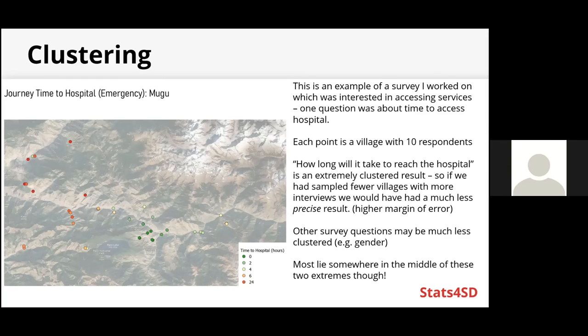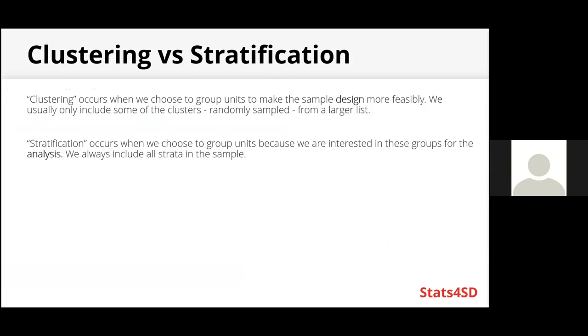And this is one of the key things we need to make the assumptions about when we come up with our survey design and our sampling approach. And there's also this issue of clustering versus stratification, and people can get a little bit confused about the difference between the two. So the clustering is where we are grouping the units to make the design more feasible. So we're only here thinking about clustering when it's part of the design, and we have to randomly select some villages and then randomly select within that village.